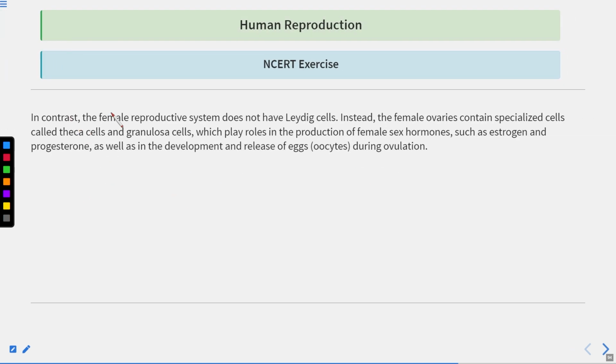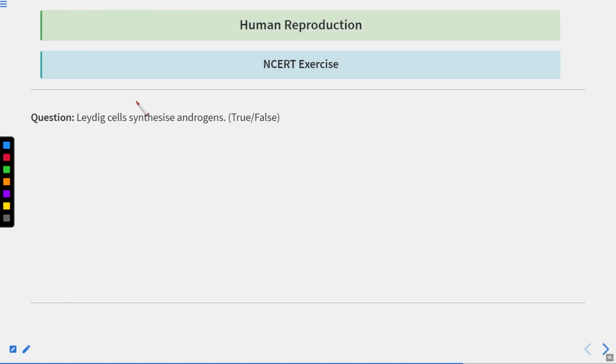All right. So, the female reproductive system does not consist of Leydig cells, clear? But female ovaries contain specialized cells known as the theca cells and the granulosa cells, which play a role in the production of female sex hormones such as androgen and progesterone. Clear? They also help in the development and release of the egg during ovulation.